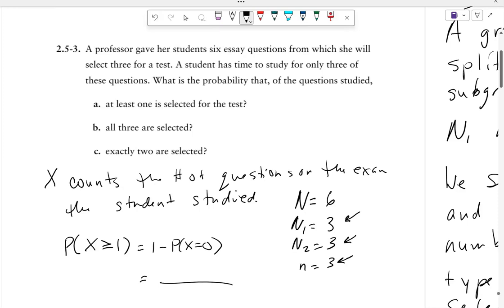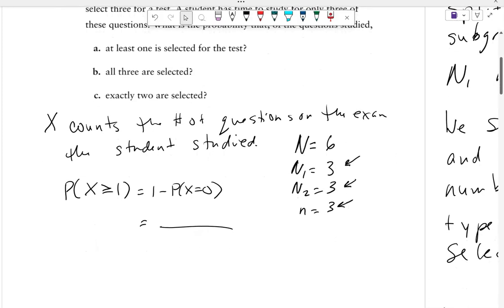So in our PMF then, you told me that capital N1 was 3. We're choosing none of those. Oops, I forgot my 1 minus in front. Capital N2 is also 3. Just to write it in the PMF form, I'm going to write it as 3 minus 0, because all of those are ones the student didn't study. And on bottom, it would be 6 choose 3.